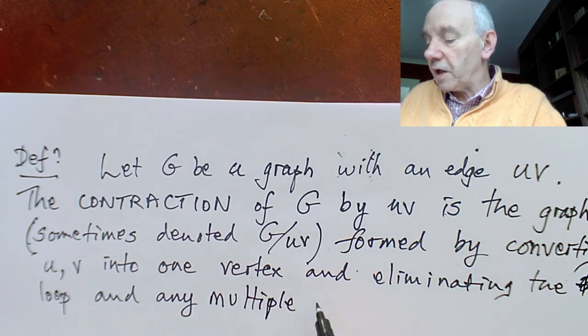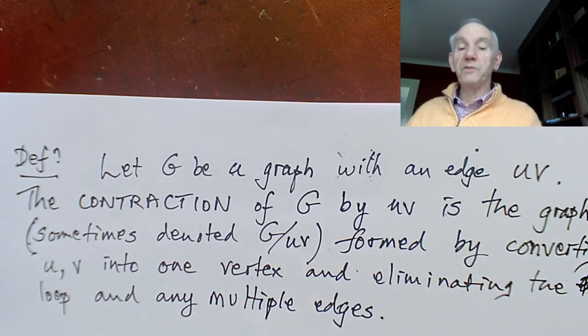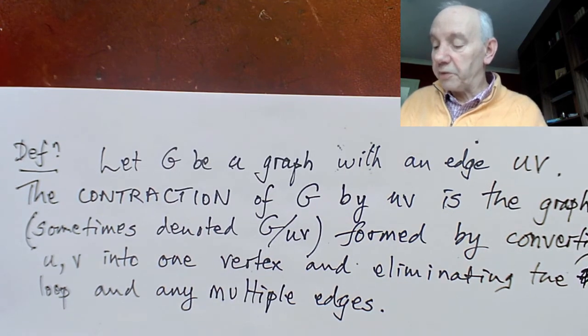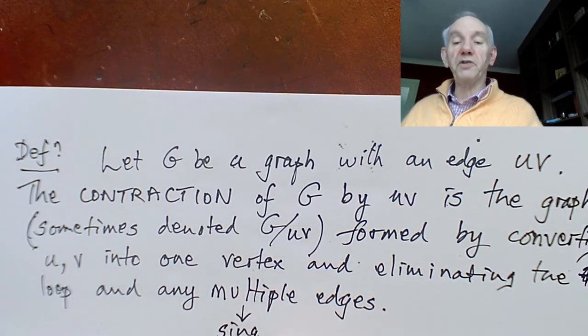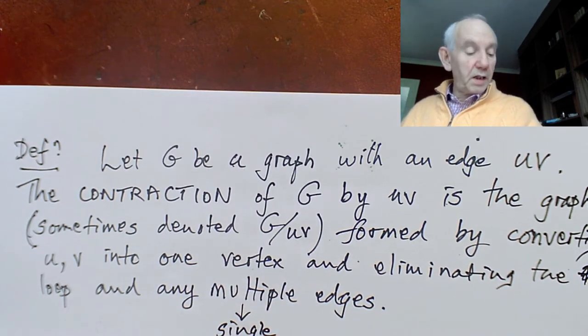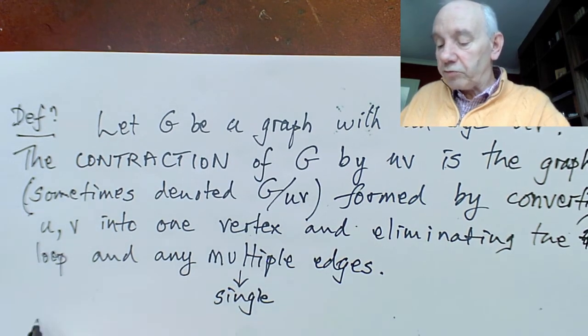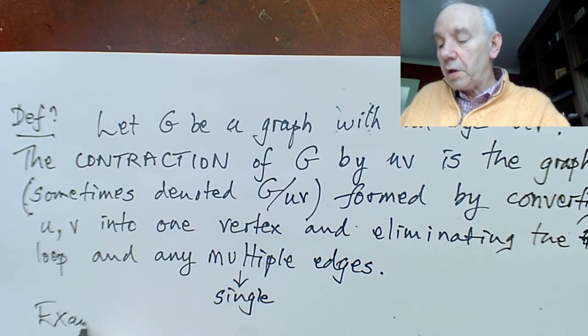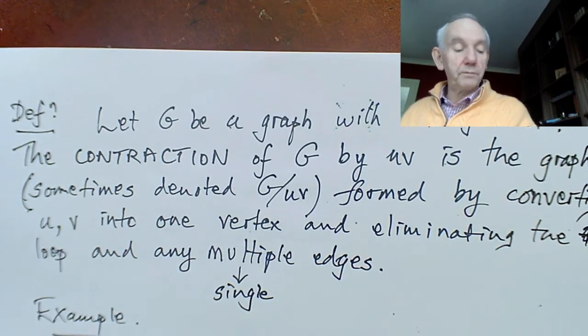I'll give an example to show what I mean by that. Any multiple edge should just become a single edge. You don't eliminate it altogether, but it should become a single edge. So here's another easy example to illustrate this definition. This time I take even simpler than a square, I'll take a triangle.